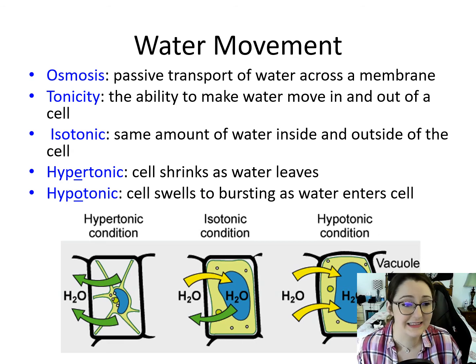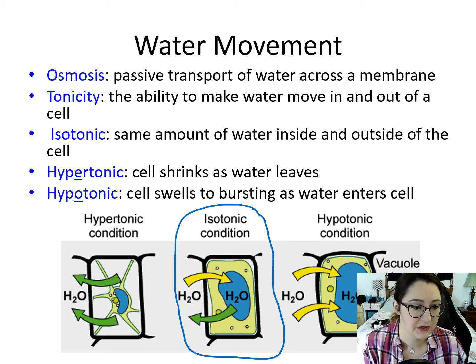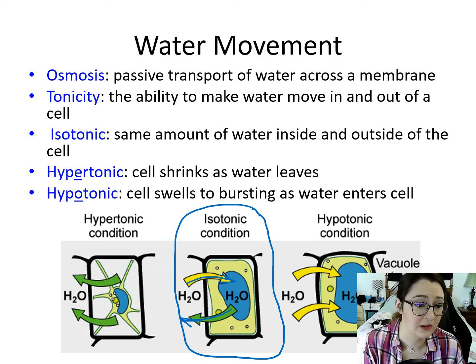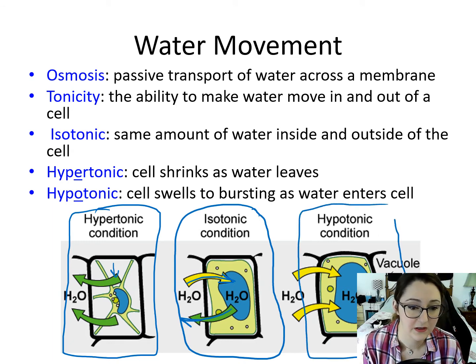So isotonic is the same amount of water inside and out of the cell. So that's this middle example here. So the same amount of water is going in the cell as well as leaving the cell. Hypertonic is going to be where the cell shrinks as water leaves. So that's this first guy here. So you can see that the cell is shrinking in. And then the last is hypotonic. This guy over here on the right. Water is coming into the cell and making it expand.